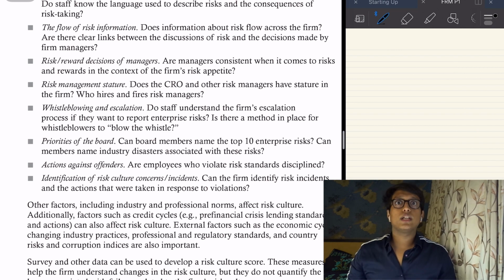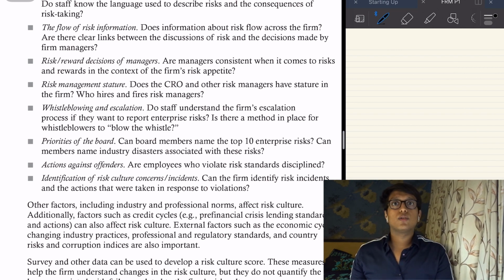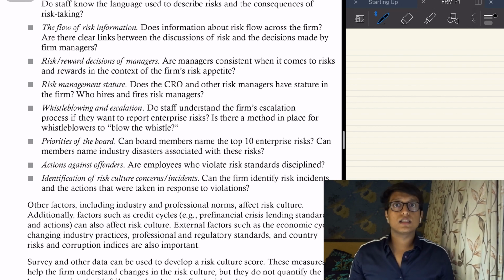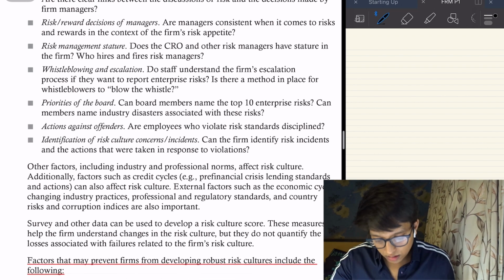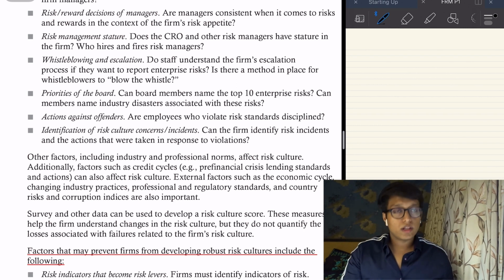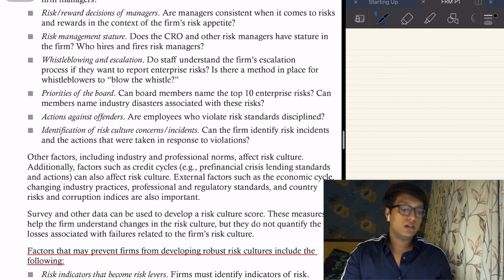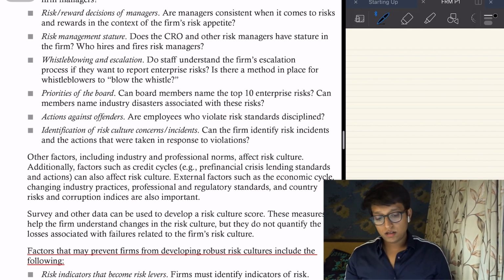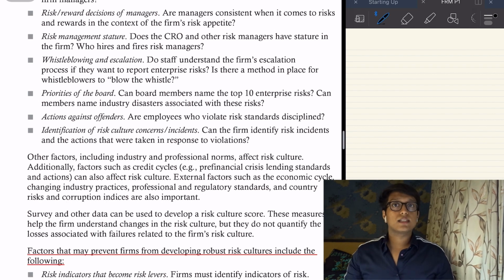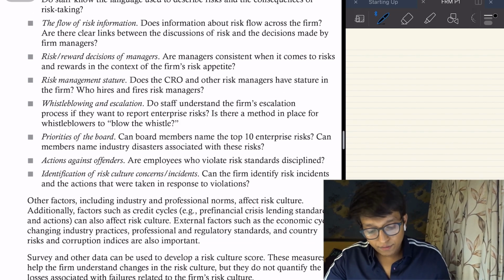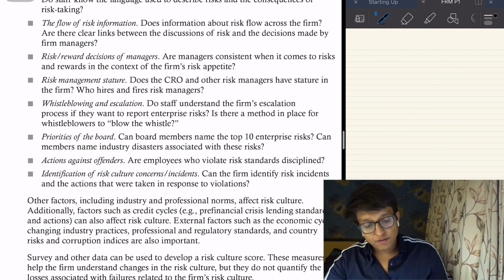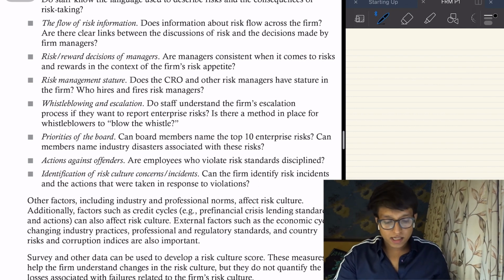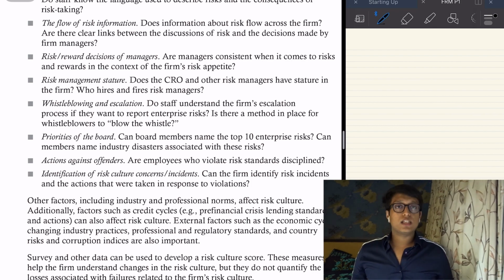The board also needs to understand the risk, because they are the ones who create the risk management process for the firm, and then they identify the risks. The last one is actions against offenders. Actions must be taken against people who are continuously offending or going against the risk standards. Identification of risk culture concerns and incidents: can the firm identify risk incidents and the actions that were taken in response to violations? Obviously, the firm needs to take actions against such violations.